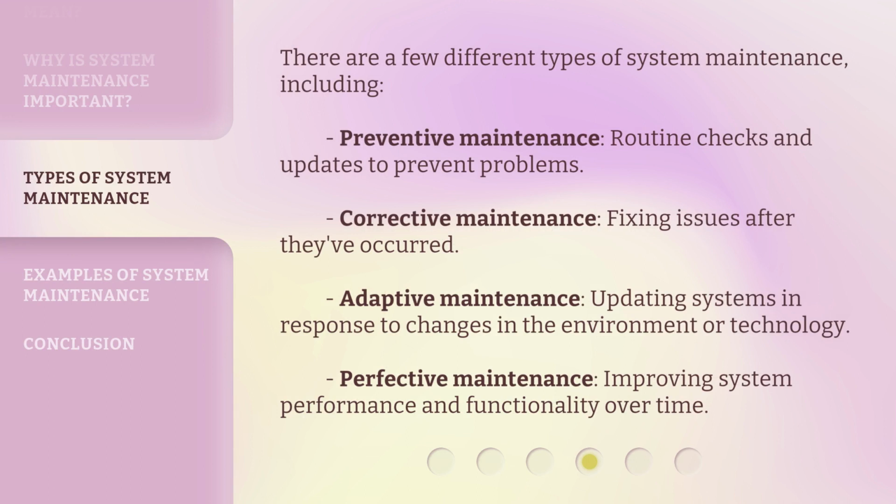There are a few different types of system maintenance, including preventive maintenance, routine checks and updates to prevent problems; corrective maintenance, fixing issues after they've occurred; adaptive maintenance, updating systems in response to changes in the environment or technology; perfective maintenance, improving system performance and functionality over time.